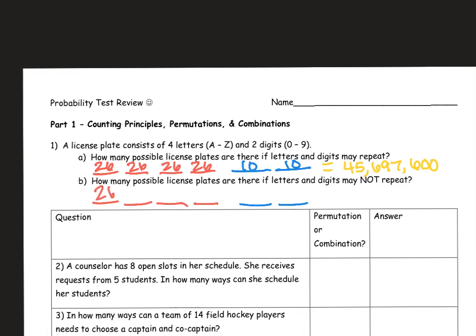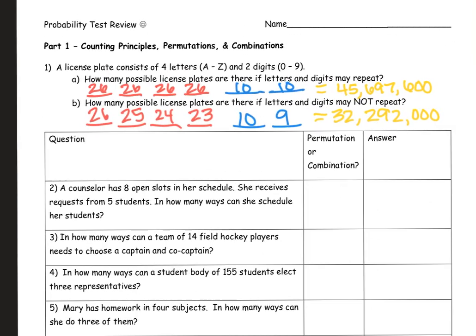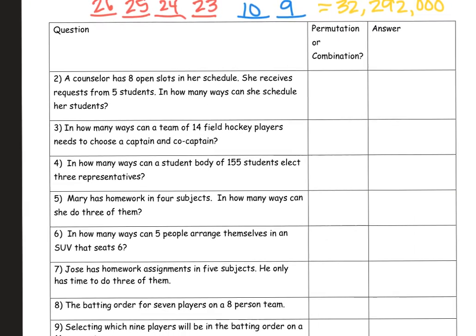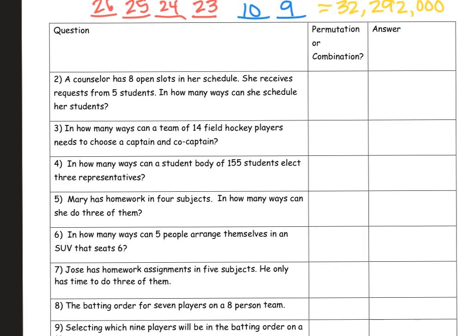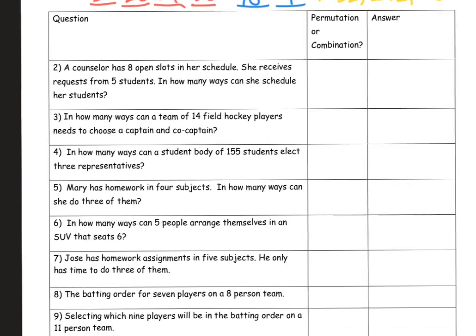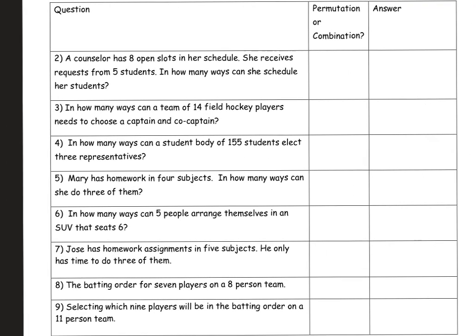So as soon as you pick one of the 26 letters, you're going to have 25 left for the second, 24, and then 23 left for the last. And then when you pick your digits, you'll have 10, and then you'll have 9. So when you multiply those, you should get 32,292,000. Okay? All right, now you are going to tell me for the next several questions whether they are permutation or combination, and then you're going to do your answer, okay?